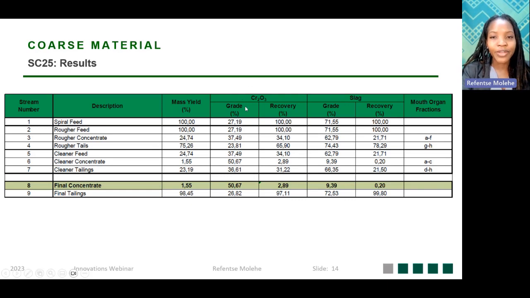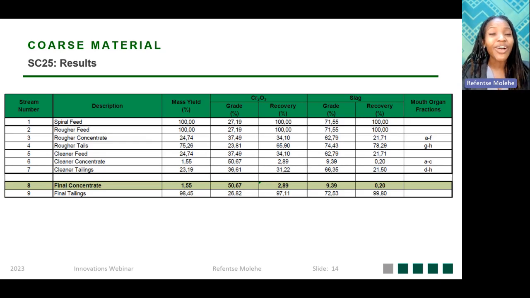So we fed the material at a feed grade of 27% chrome. And for this specific client, they were aiming for anything above 40% because that is what's considered the sellable grade for chrome. But just through running 2 stages, we were able to get the final concentrate to 50.6% chrome, which is actually quite high. And we were able to drop the slag grade from 71 to around 9%.